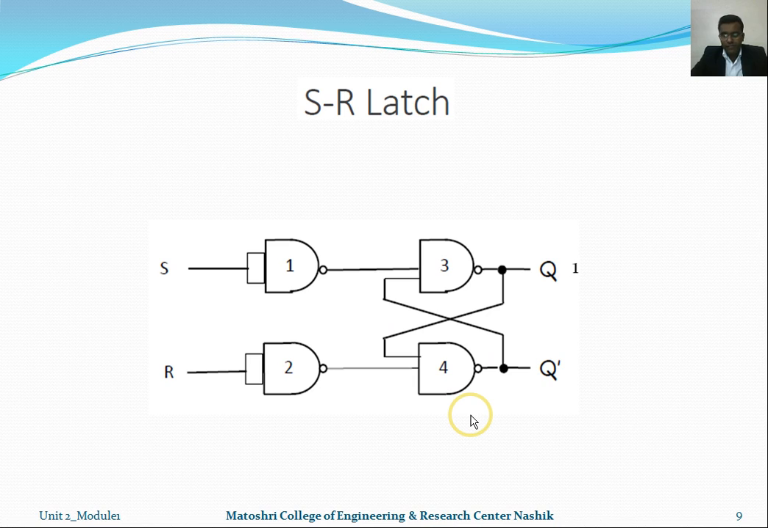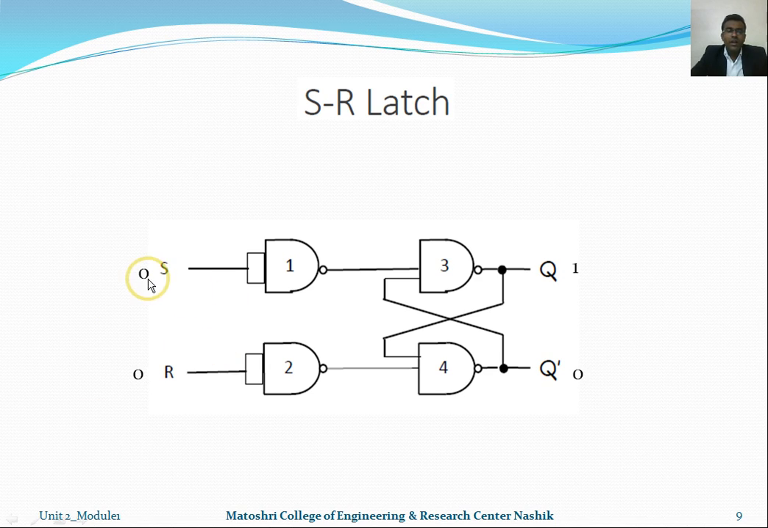Let's assume that the previous output Q value is 1 and Q complement is 0, and let's assume that the present input S value is 0 and R value is 0. Because sequential circuits respond to the previous output and the present input, we are assuming the previous output is 1 0 and applying the present input 0 0. Let's see how it responds.